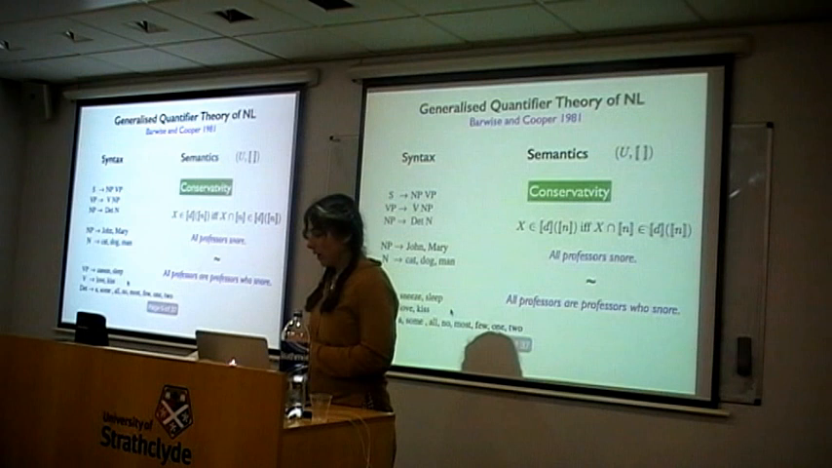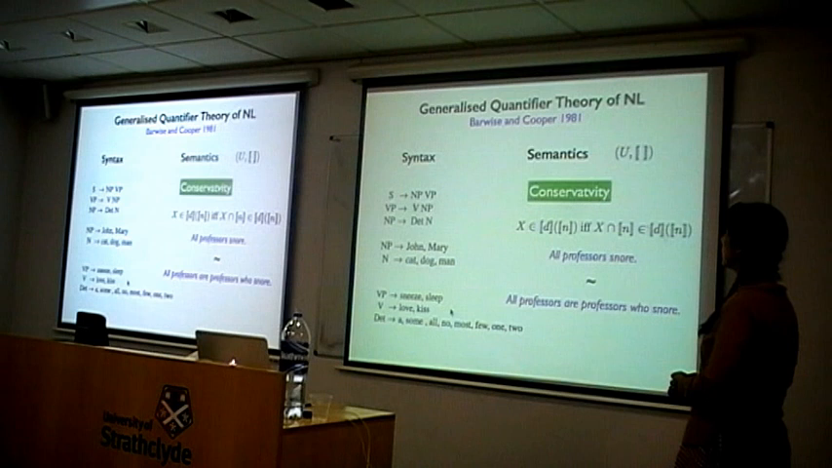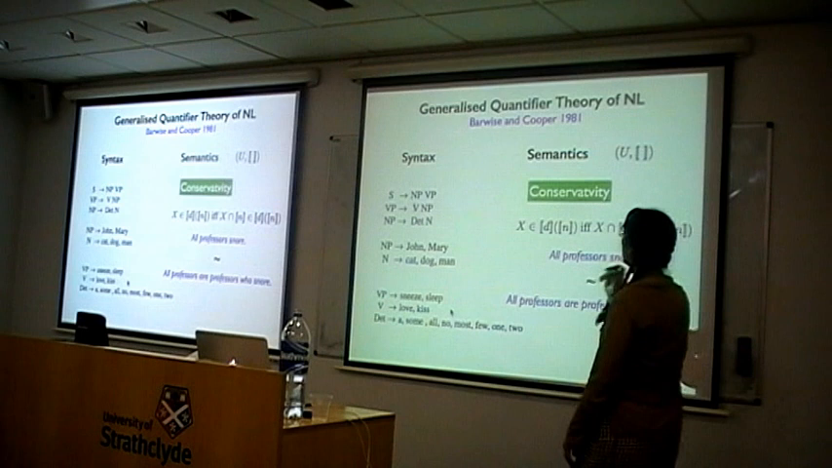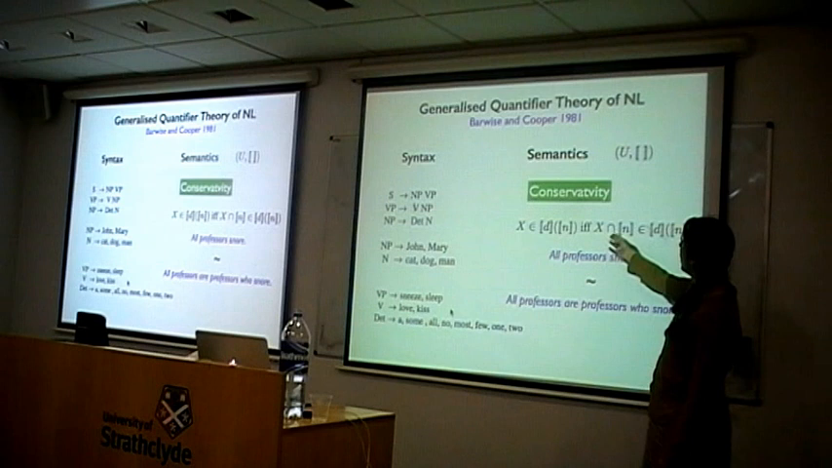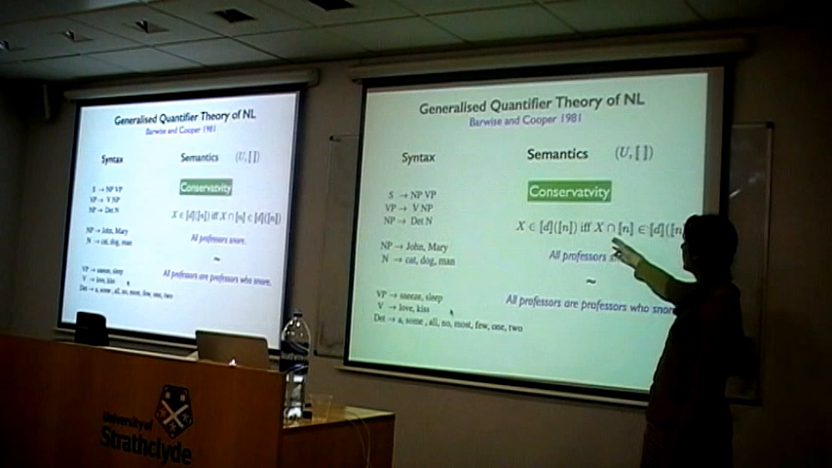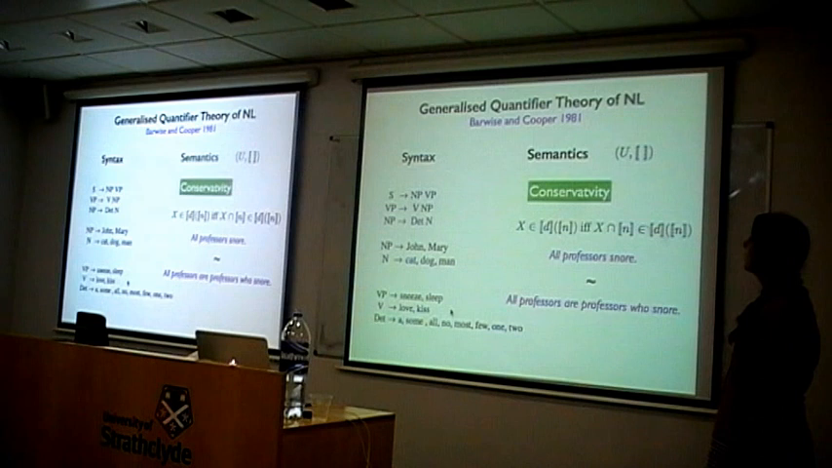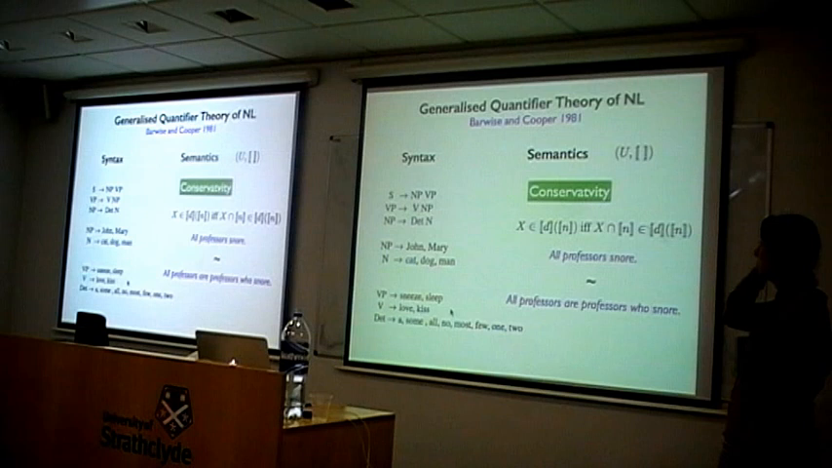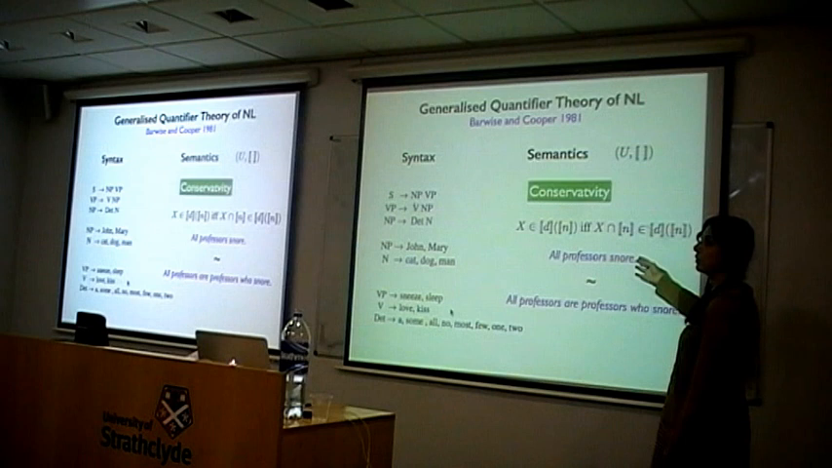Okay, there are some restrictions or axioms on the semantics. The most important one is called conservativity, which says that X is an element of D applied to N if and only if the intersection of X with N is also an element of D applied to N. This is otherwise known as the living-on property: the quantifier lives on its first argument. It makes sentences equivalent, like all professors snore during talks is the same as all professors are professors who snore.